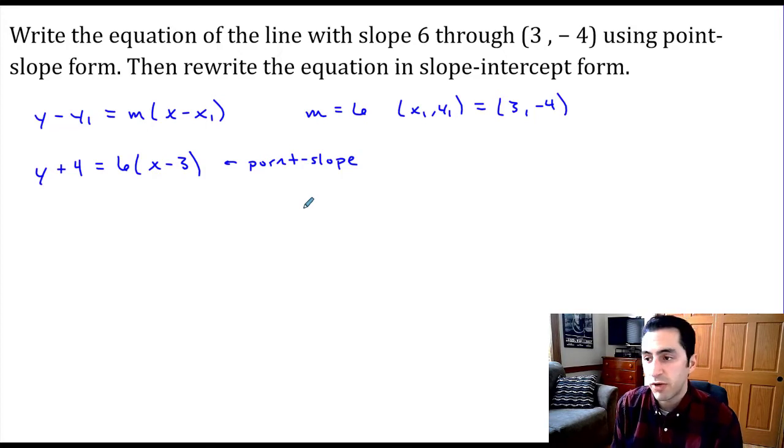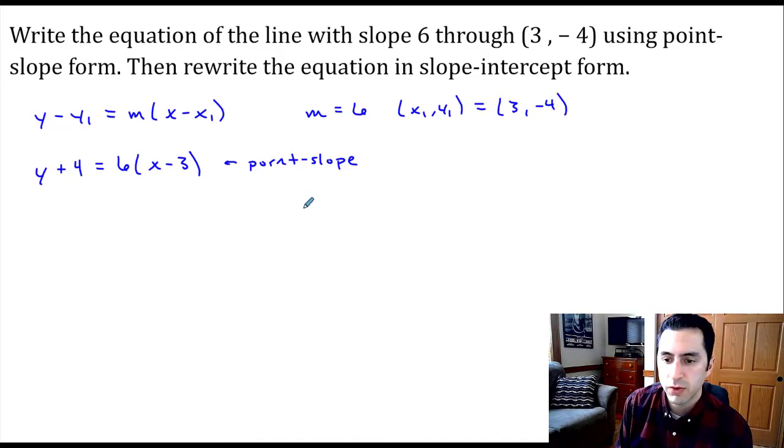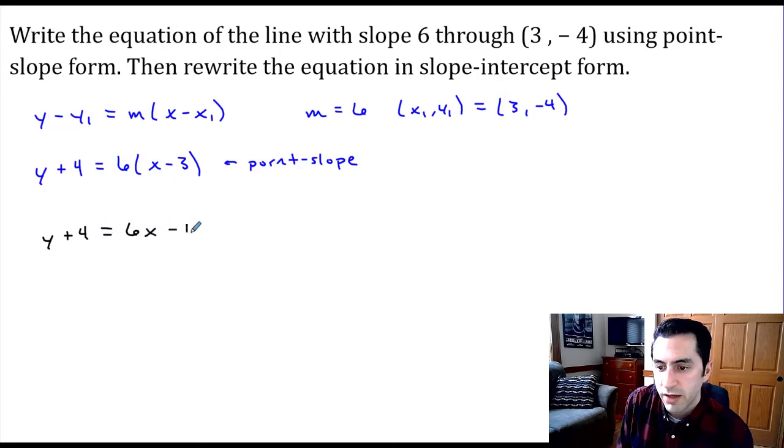But if I wanted to rewrite this in slope-intercept form, we just have to do a little bit of rearranging. So the big thing with slope-intercept form is the y is all by itself. So let's rewrite this equation by isolating the y. So the first thing we need to do is we're going to distribute the 6. So distributing that, we end up with 6x minus 18. And then to get the y all by itself, we need to just subtract 4 from both sides. So what we end up with, we have y is equal to 6x minus 22.